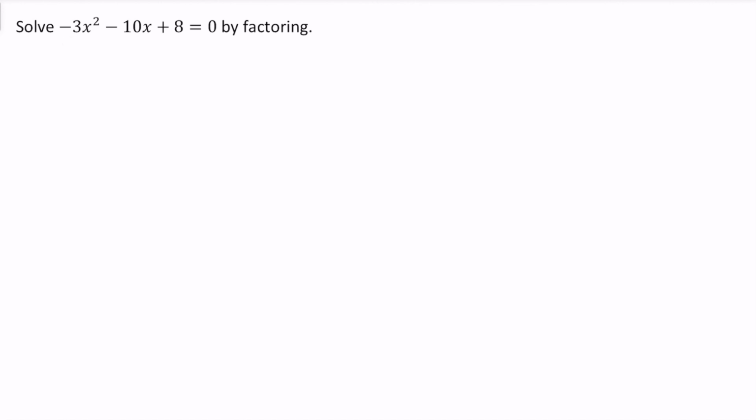And therefore, we know the best method for factoring here is the AC method that incorporates factor by grouping. So let's get into it. In the AC method, we take A, which is negative 3, and we take C, which is 8. We are going to multiply A times C, so negative 3 times 8 gives us negative 24.